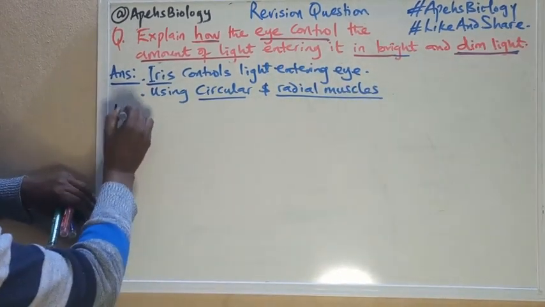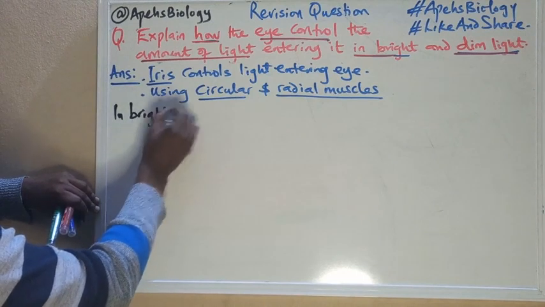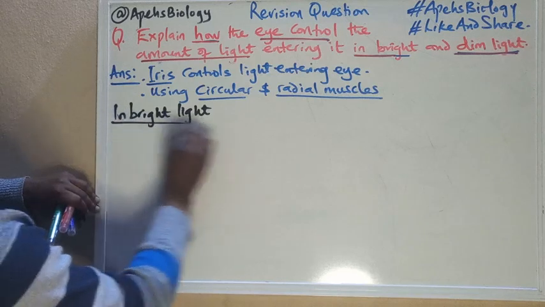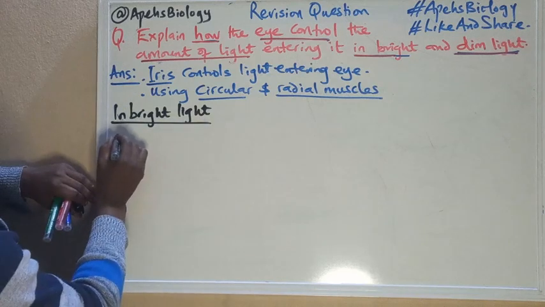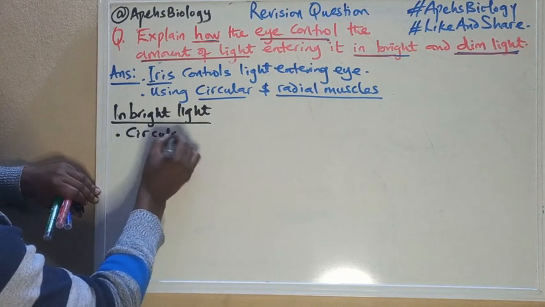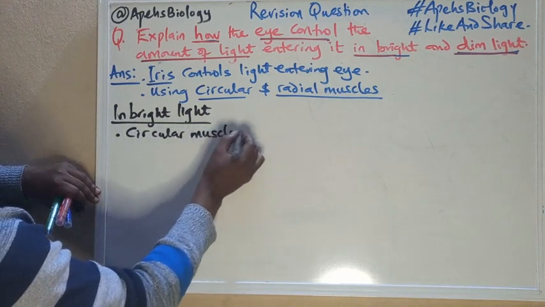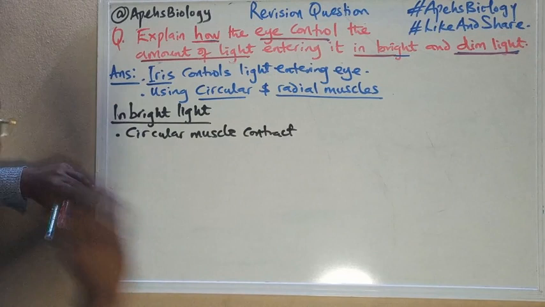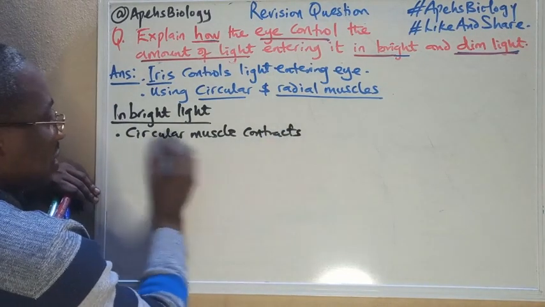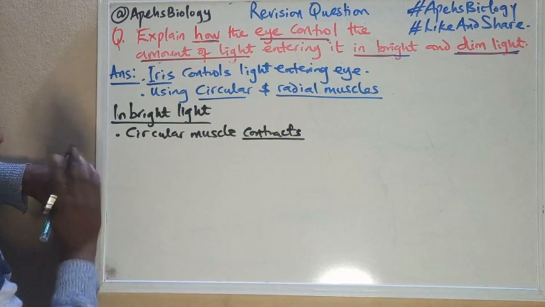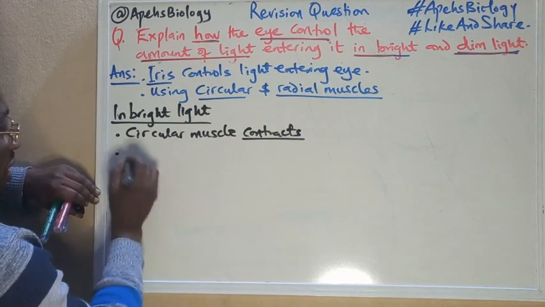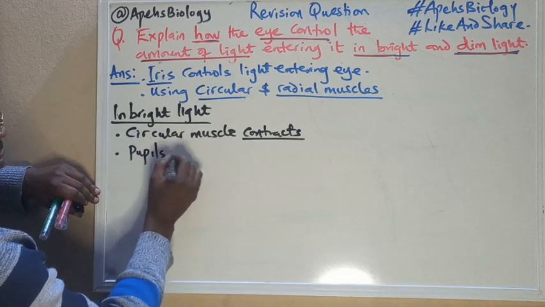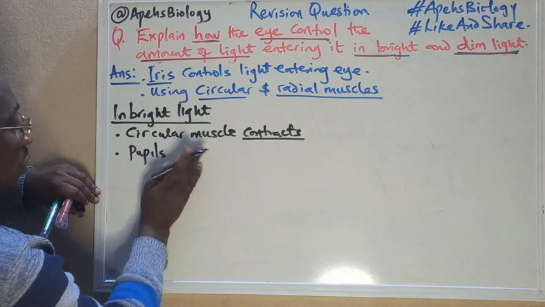Now, in bright light, let's see what happens. In bright light, focus on the muscles, okay? In bright light, we simply say, first point, circular muscles contract. Let's focus on that. The circular muscles contract so that you can easily understand it. When the circular muscles contract, the next thing is that the pupils constrict.